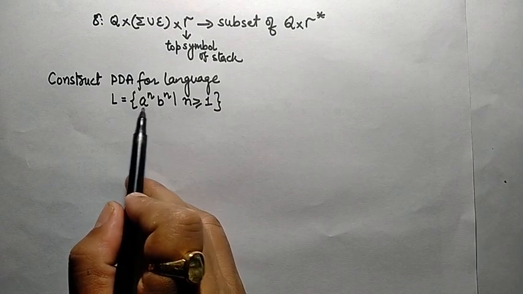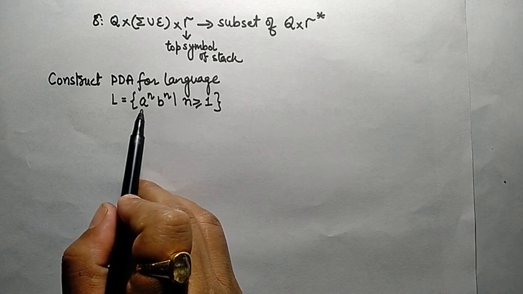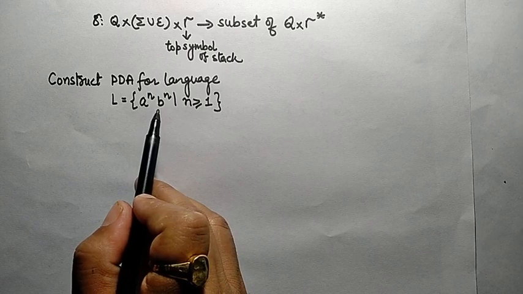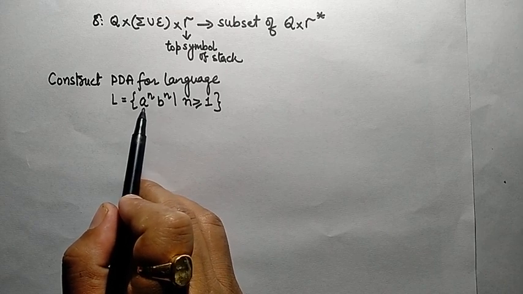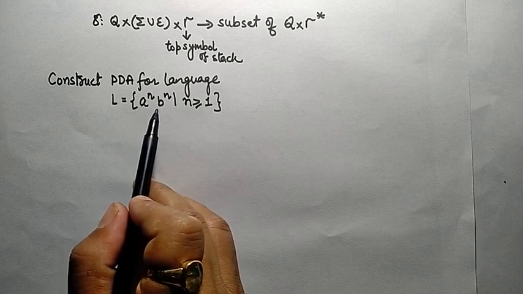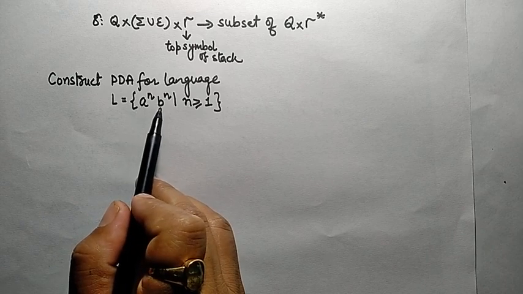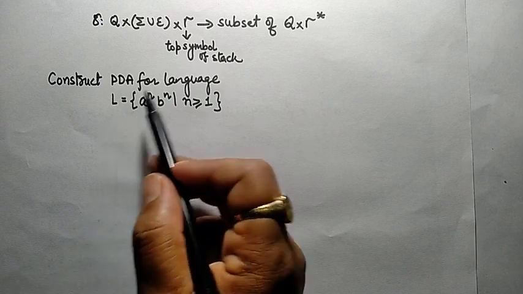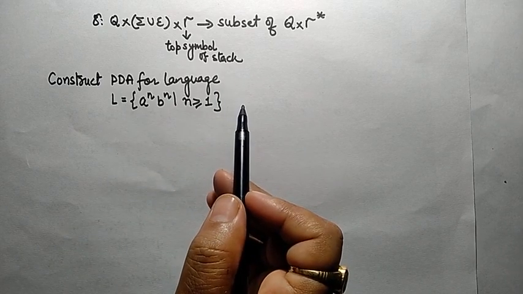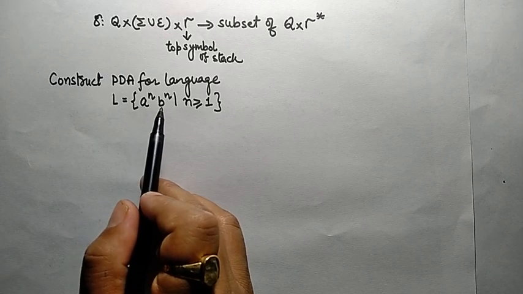So here you can see the description of the language is that the number of A's is equal to the number of B's, and first all A's will come, then all B's will come. So what will we do? After reading all A's, we can push them into a stack. Here we have to equate the number of A's and B's.